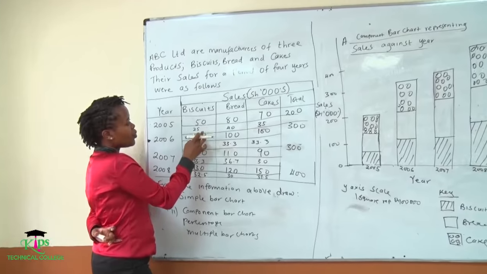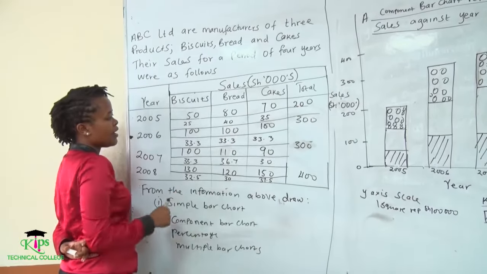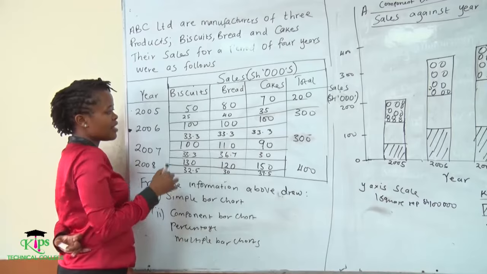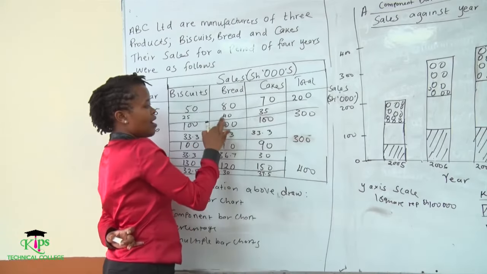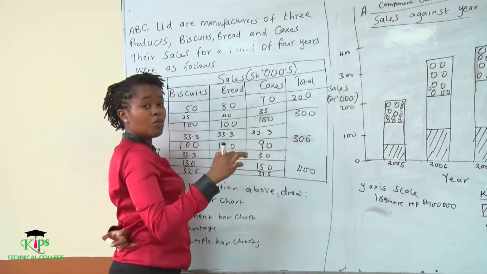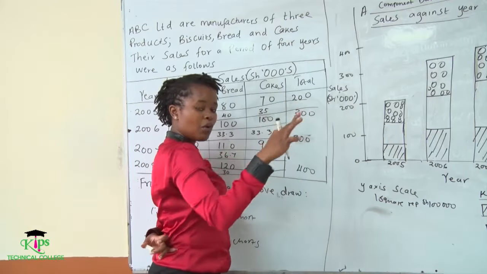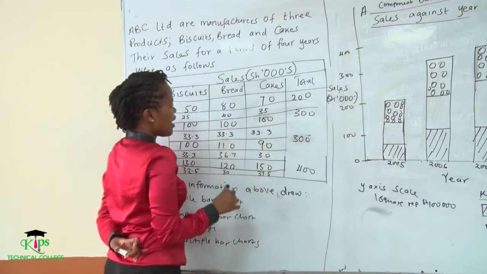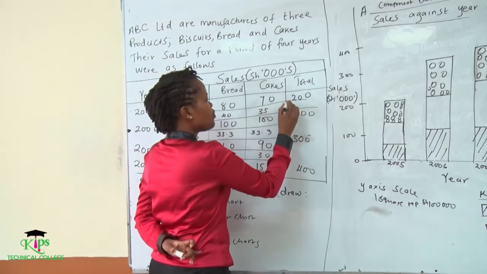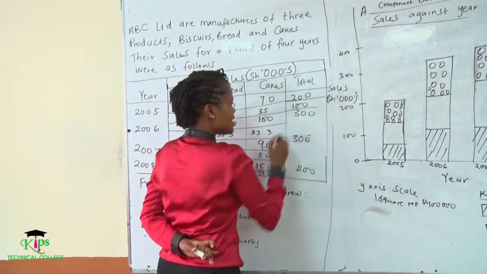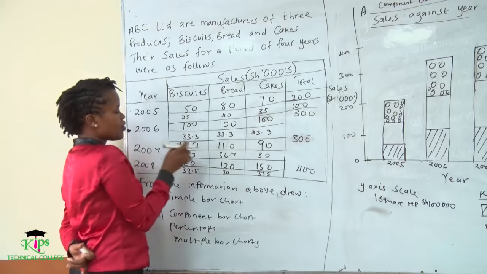So, for example, if it is 50, you get 50 divided by 200, then you multiply by 100, that would give you 25. Then 80 divided by 200, then you multiply by 100, that would give you 40. 70 divided by 200 multiplied by 100, that would give you 35. So meaning, if you add these three, it should give you 100 as your total. Then you do the same for 2006.